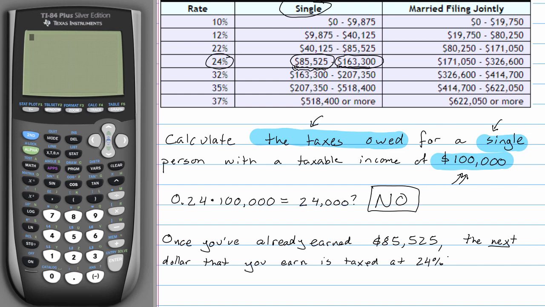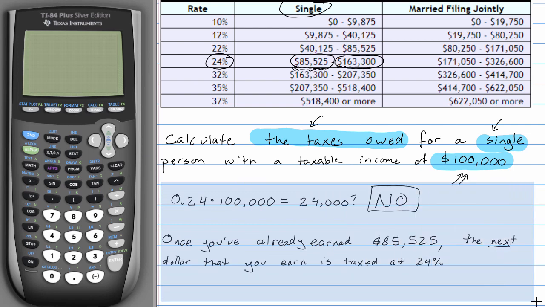The good news is there's never a point in this tax table where you make more money and the extra taxes you have to pay are such that you get to keep less money. No matter what, the more money you make, the more money you get to keep. It's just at a slower rate as your tax bracket increases. Okay, so how do we do this then?